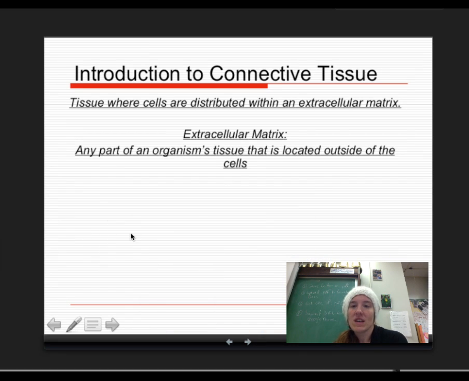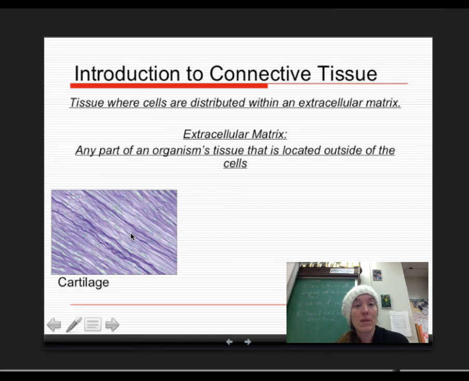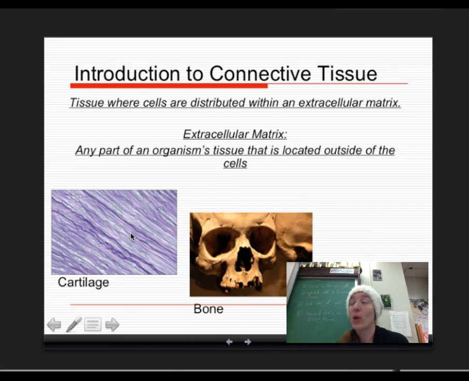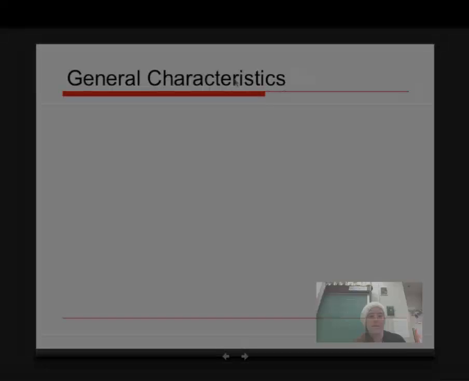So what falls under connective tissue? First we have cartilage, that's a type of connective tissue. We have bone, which is a type of connective tissue, and we also have blood. We're going to talk about each one of those individually so that it will give you a better understanding of what connective tissue is. So let's move on now to the general characteristics of connective tissue.